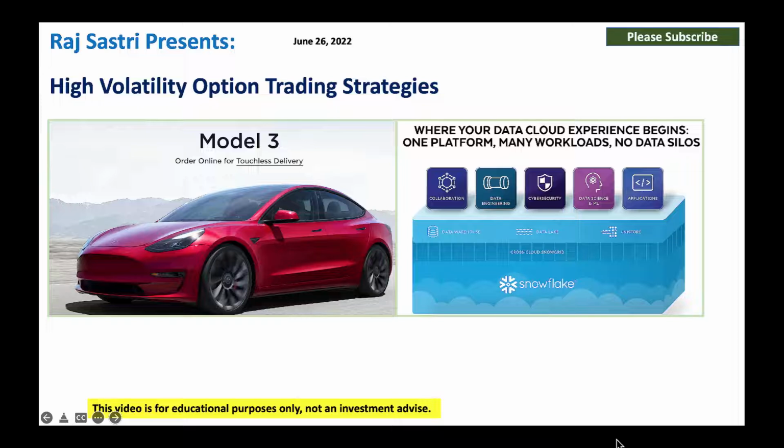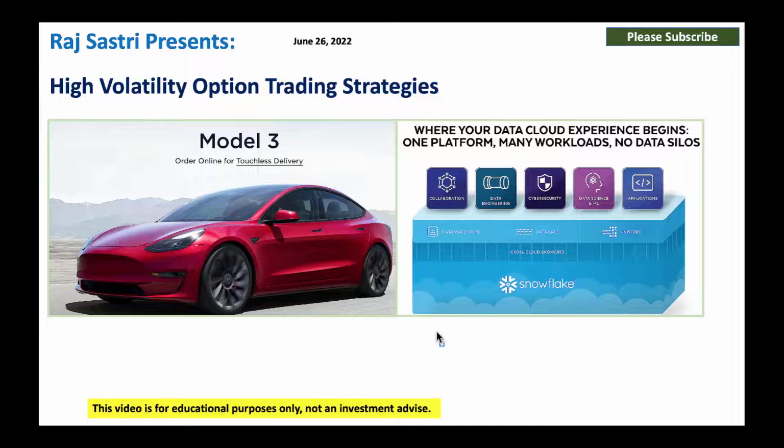In today's segment, we will take a look at high volatility option trading strategies. As many of you know, off late volatility is very high. That's when you can make a lot of money by trading high volatility options trading strategies. So with that, I got few of my favorite stocks and ETFs to trade, taking advantage of this high volatility.